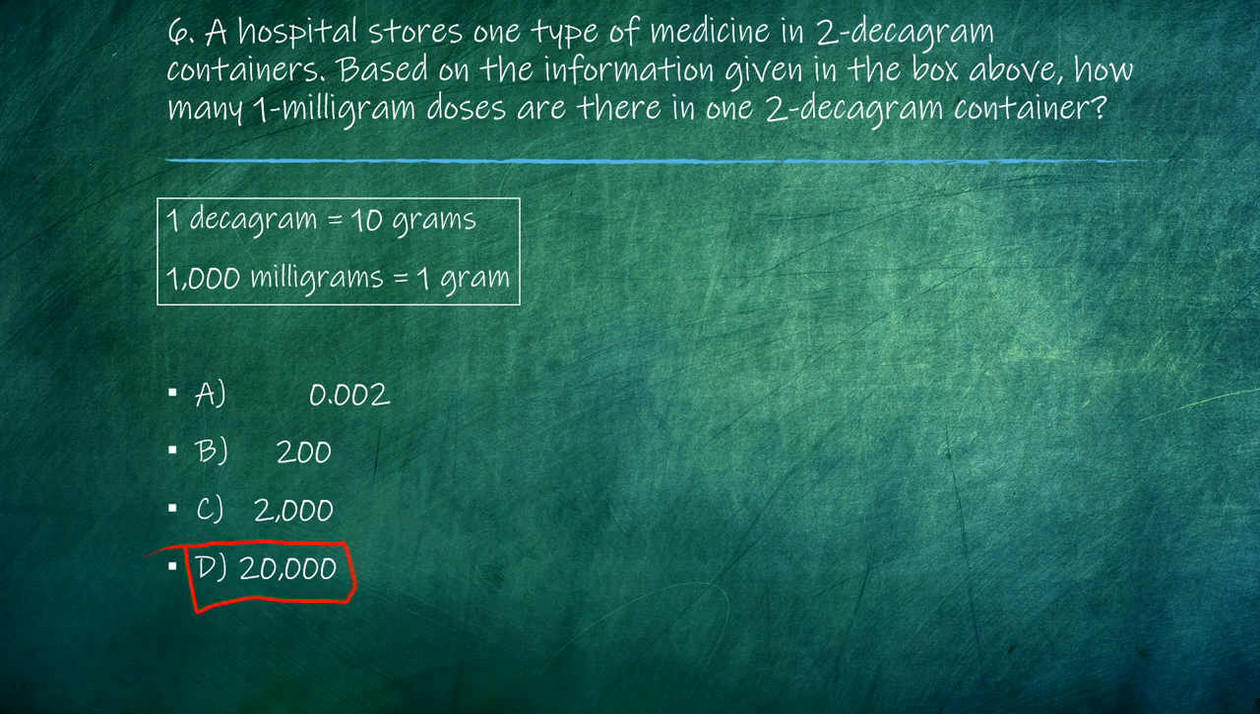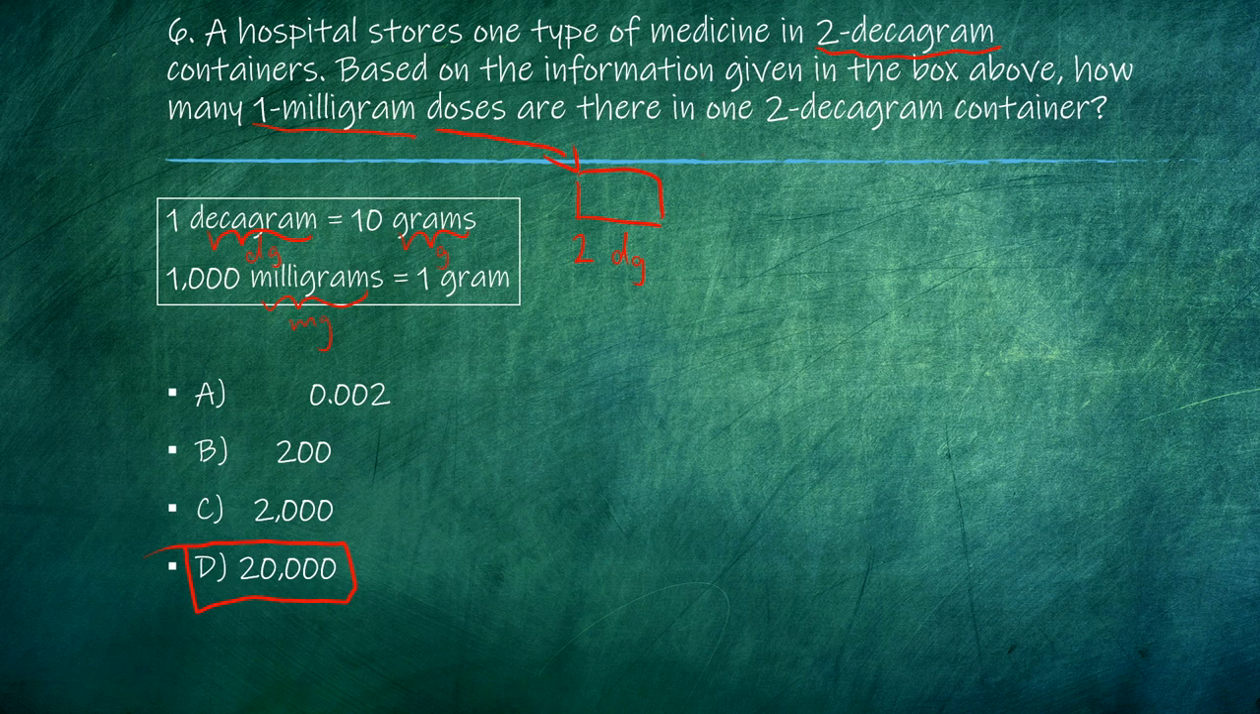So this problem is a classic dimensional analysis problem where they were first giving you one unit and they're asking you to convert to a second unit. So we know we have a box that's 2 decagrams. So let's call decagram DG just for the sake. And gram, let's call it G. And milligram, let's call it MG. Okay, so we have a box with 2 DG decagram of medicine in there. And the question wants to know how many of 1 milligram are in 2 decagram.